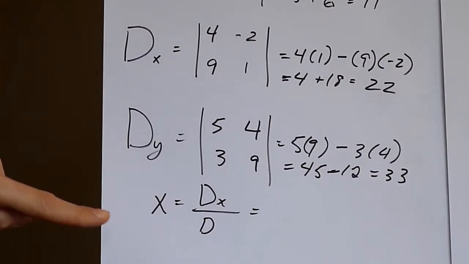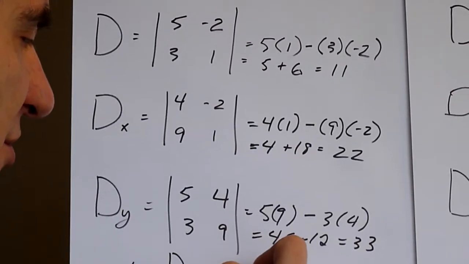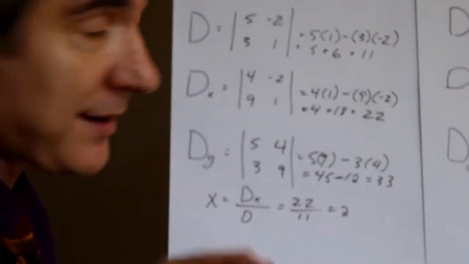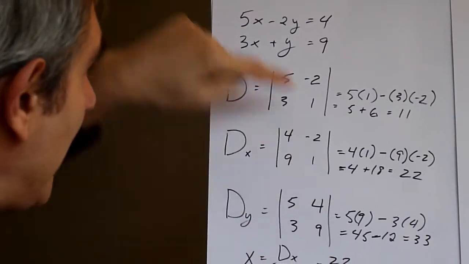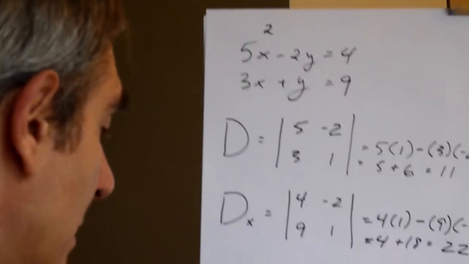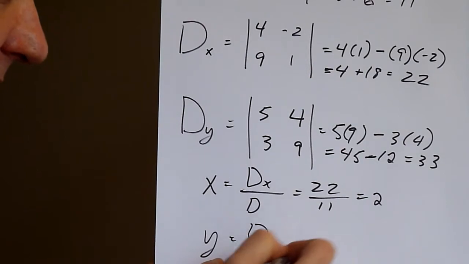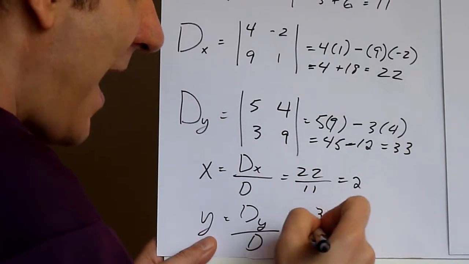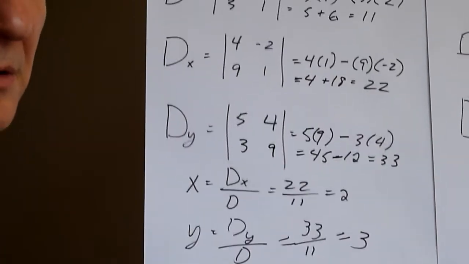Okay, so x is going to be D sub x divided by D. 22 divided by 11, that's 2. So if we've done this correctly, x should be 2. I'll put this up here so we can check it in a second. Here's our y value, which is going to be D sub y divided by D. So D sub y is 33 divided by D, which is 11. That looks like 3.